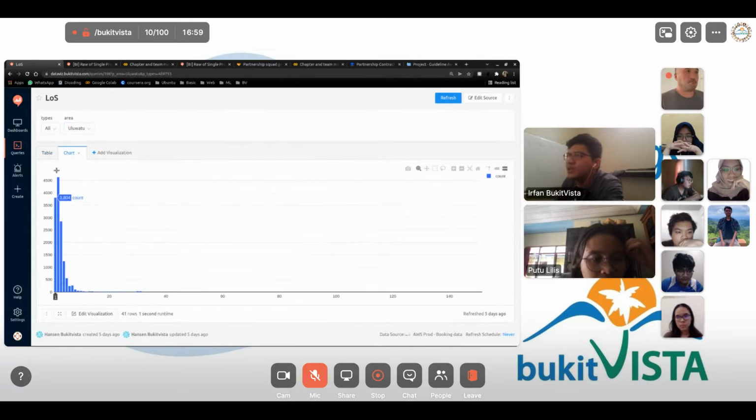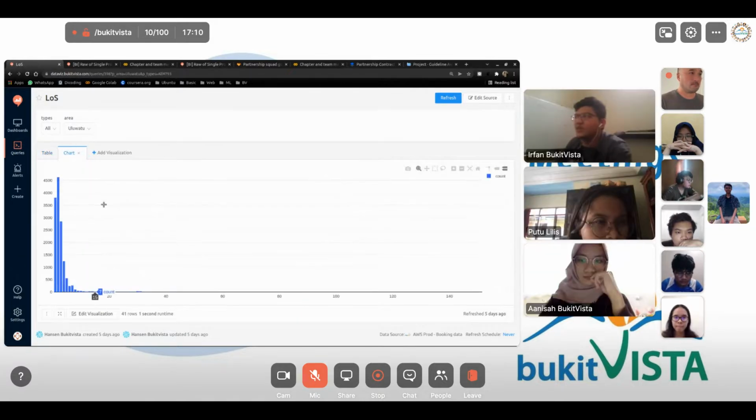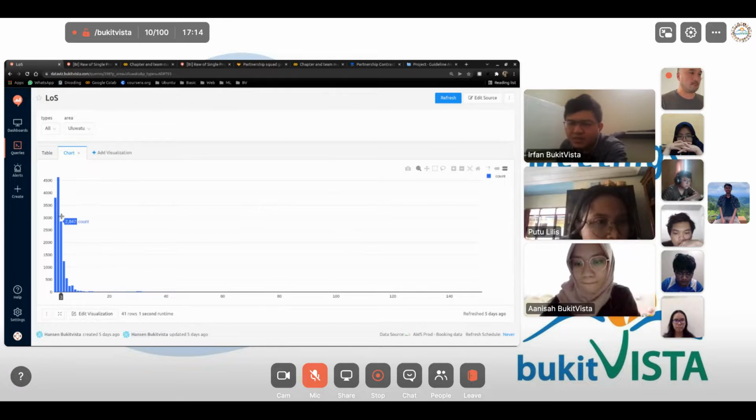So this is the chart. This is the length of stay and the count of the LOS. Is this really what you mean? Is this really what you are trying to find in this visualization?